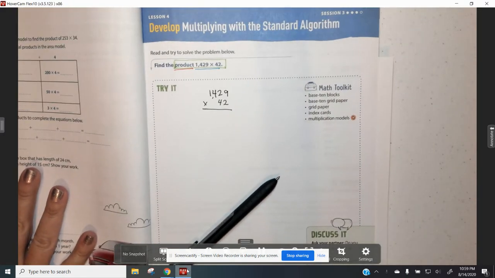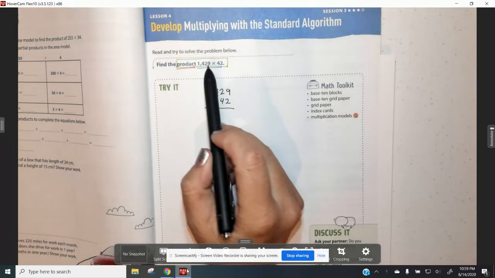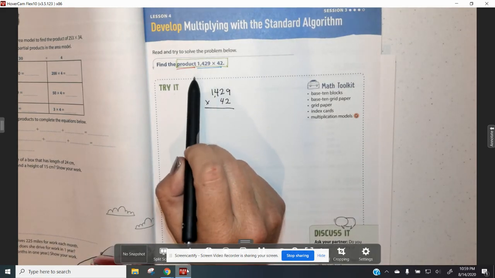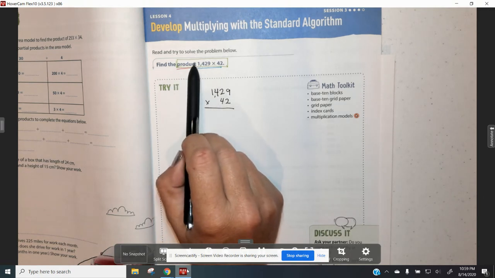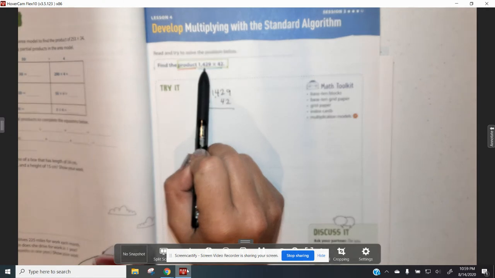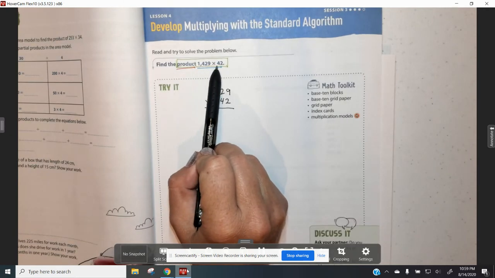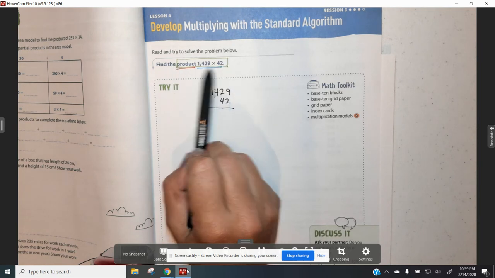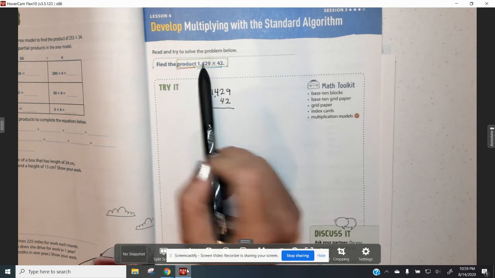Now I'm already here. So I went ahead and answered our 3 questions for us. What is the problem about? It's finding the product. What are we trying to find out? What is 1,429 times 42? What's the important information? We are trying to find the product of these two numbers.